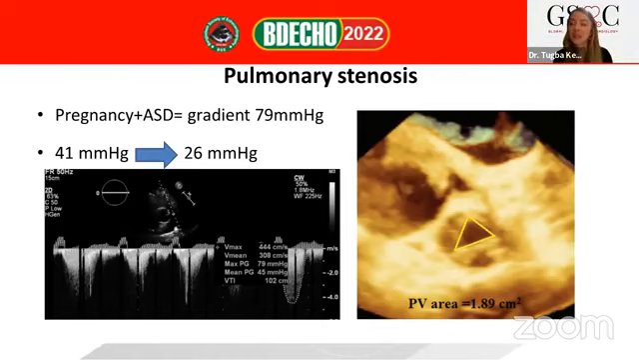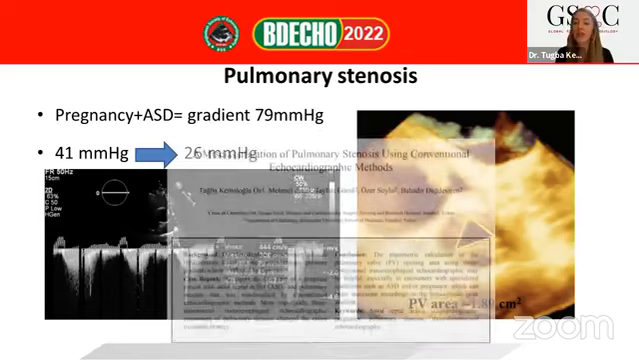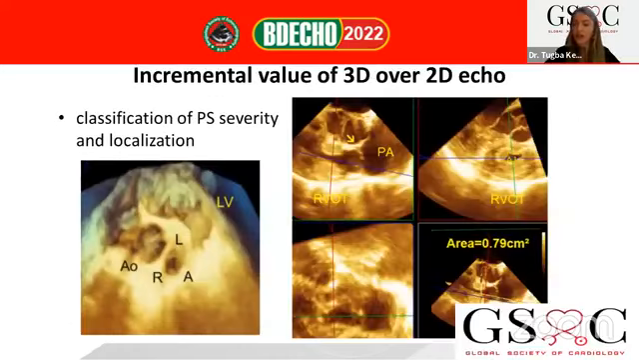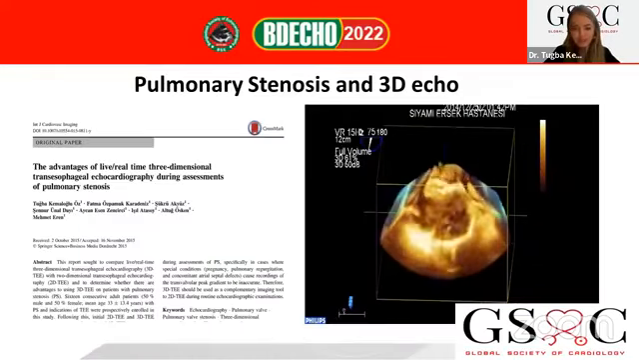And after we closed the ASD percutaneously, the pulmonary valve gradient reduced to 26 millimeters of mercury, and it was now correlated with our 3D measurements. So we say that when we are using the conventional method, misclassification of pulmonary stenosis can occur. So we should use 3D images in our daily practice. Also, it is possible to measure not just valvular area, we can also measure subvalvular area as well.